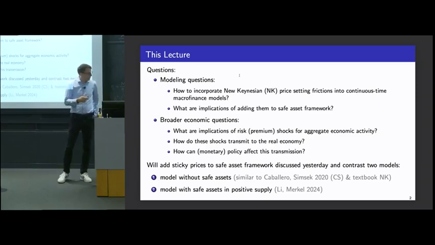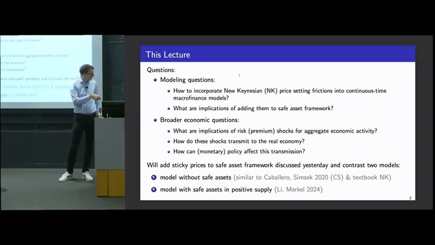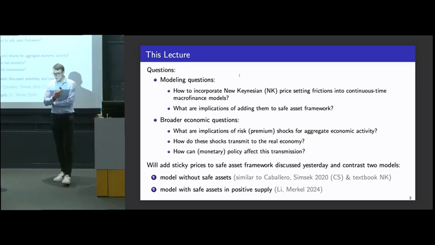What happens if we put sticky prices into that? And the implications are going to be somewhat similar to this Caballero-Simsek paper, even though there is no idiosyncratic but aggregate risk. And then I'm going to add the safe assets to it in positive supply. That would be my paper, and see how the implications change.